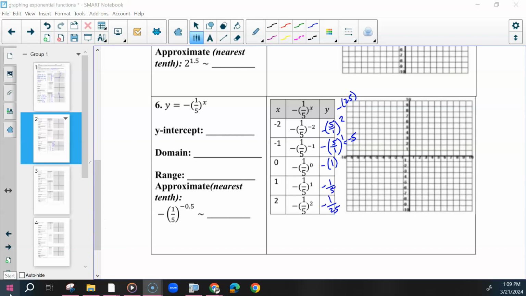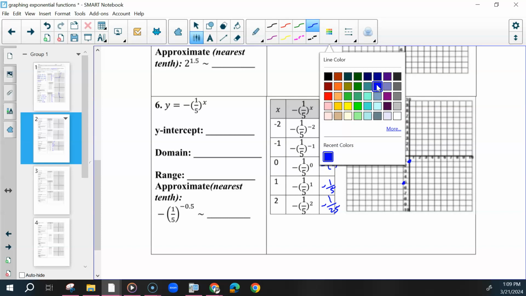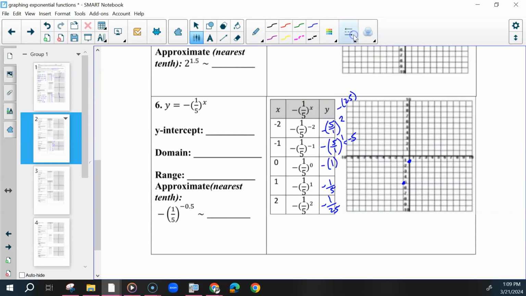So then if I graph those, now the negative 2, negative 25, that's way off the graph. I'm not going to be able to graph that one. Negative 1, negative 5, I could graph that one. 0, negative 1. 1, negative 1/5 is going to be like right here. And then 2 and negative 1/25 is even closer.